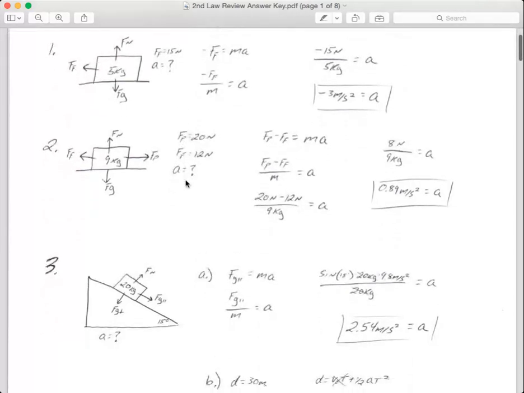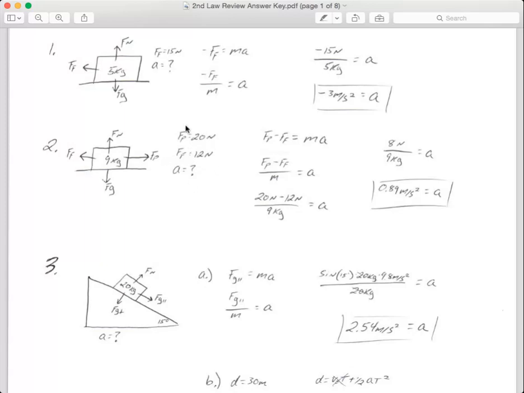Moving on to number 2. In number 2, you're pushing an object to the right with a force of 20 newtons. That's my force of push, 20 newtons. That's why it's right here. There's a frictional force opposing you that is 12 newtons. That's also given. What is the acceleration of the object?